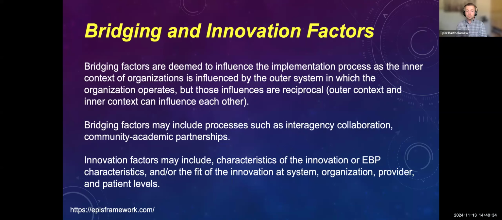When we do move forward and implement, we also have to recognize that what we are doing could actually impact the outer context. We might be doing something as an organization or program that raises eyebrows. Why are we doing this? I don't agree with this. And we might have a reciprocal feedback loop of saying, all right, we need to change the outer context to prevent an organization from doing X type of work or intervention. So bridging factors may include things like interagency collaboration and community-academic partnerships. That is something we engage in often with our community partner, the Florida Harm Reduction Collective.